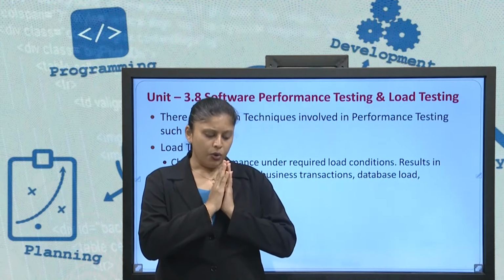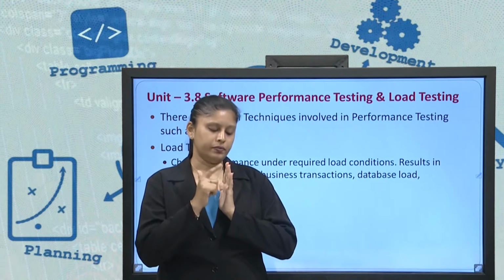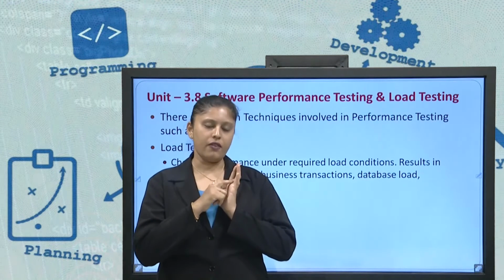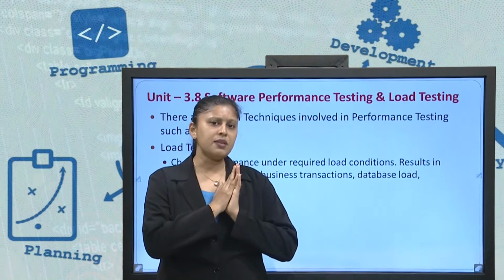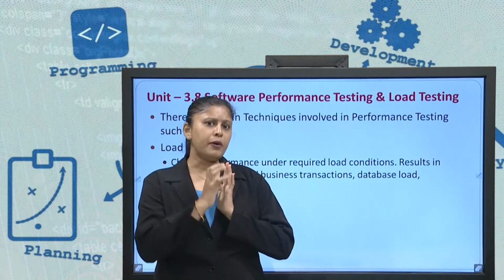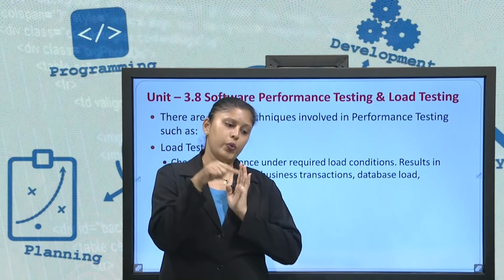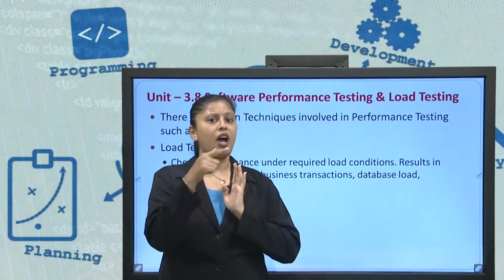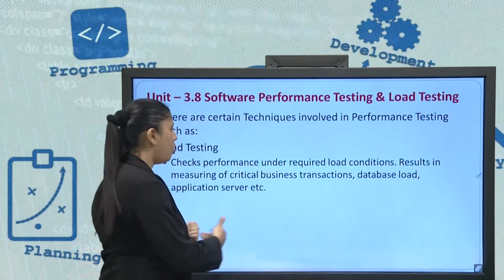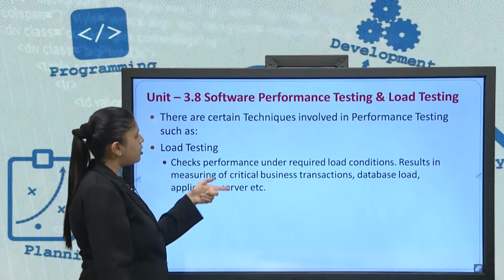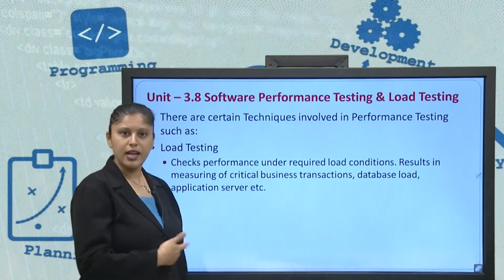Now what I do is check by increasing the load. I check it for 100 people, then 500 people, then I check it for 1000 people. I check whether the same performance is given when 1000 people are working on the system as when there were 100 people, whether the same things are achieved, whether it is matching or not. That comes under load testing. It results in measuring critical business transactions, database load, application servers, etc.